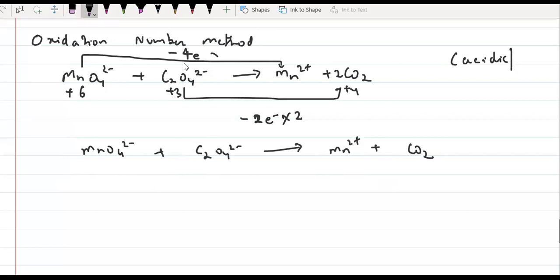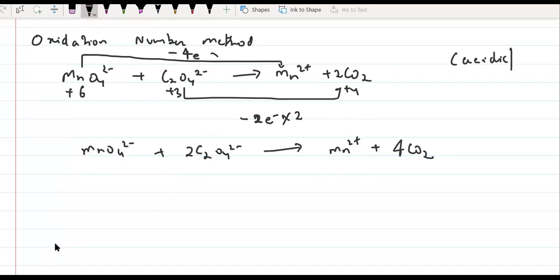So now it need not be multiplied by anything, because I've given you MnO4 2 minus. So it will be 1 only, and this will be 2, which was already there, into 2 for the carbon side. As simple as that.